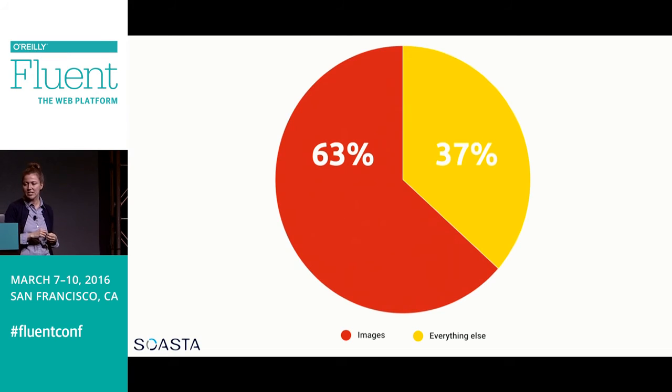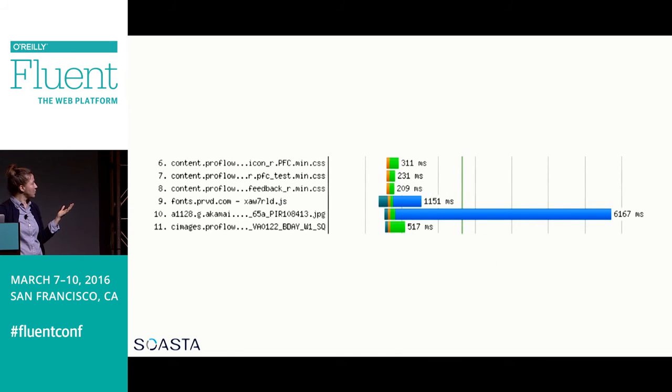So moving on to images. 63% of the average web page is comprised of images. Most of these images are not optimized, as you can see from this little waterfall snippet. This is a mega huge image. It's about 6 megs, which is probably bigger than you want it to be.